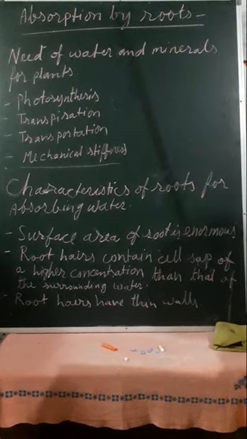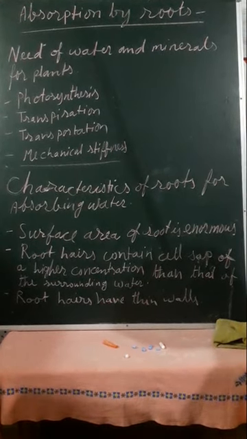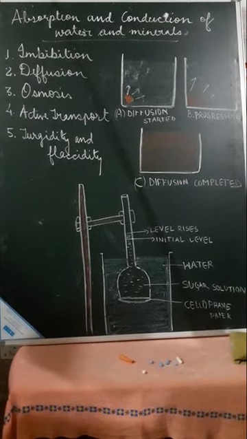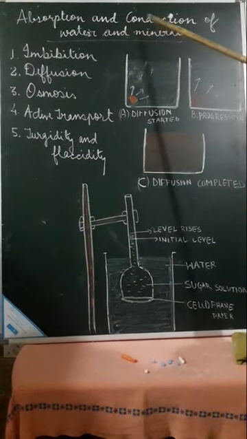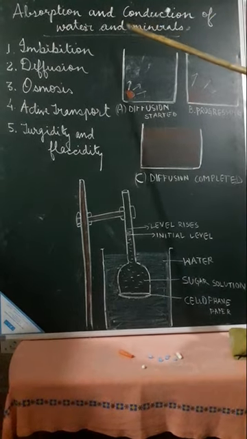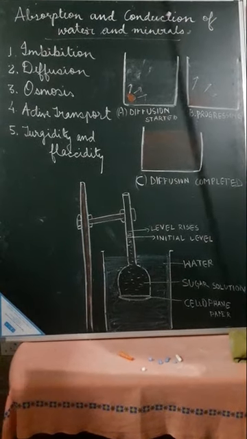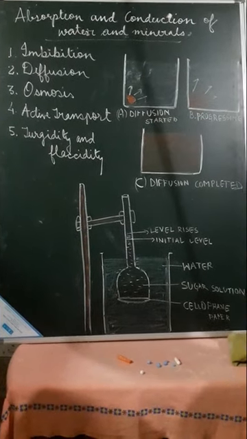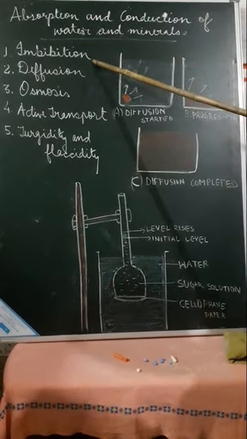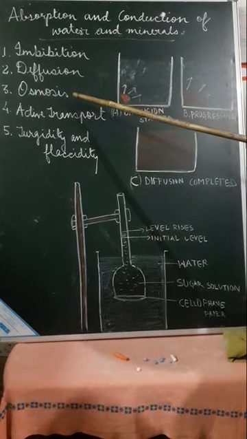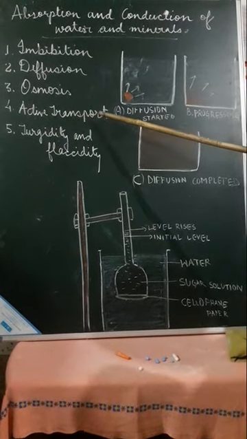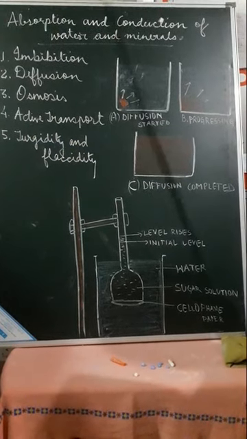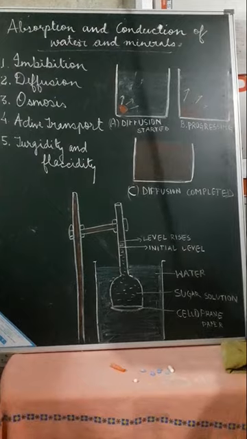Next, absorption and conduction of water and minerals. This is the result of five main phenomena, that is imbibition, diffusion, osmosis, active transport and turgidity and flaccidity. First we will see about imbibition.